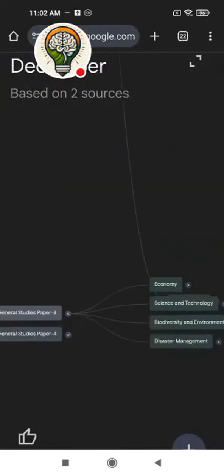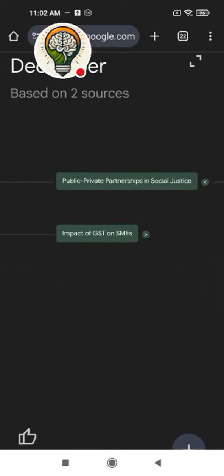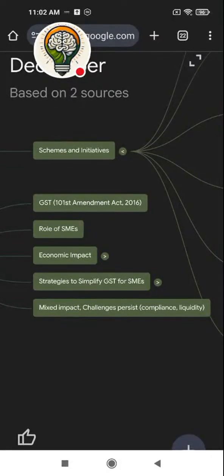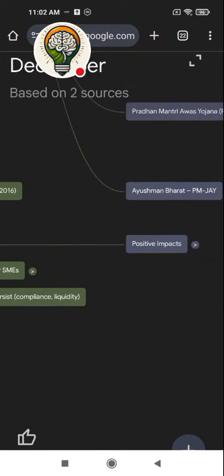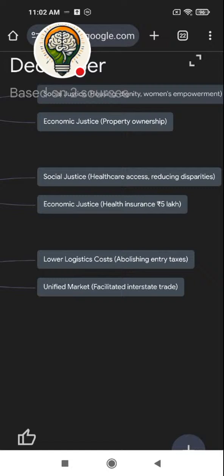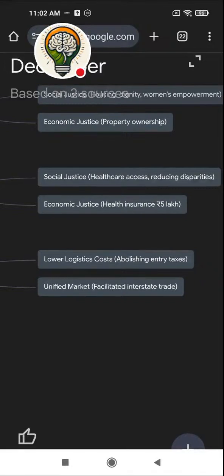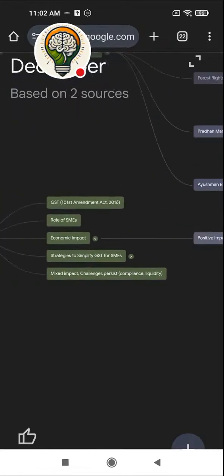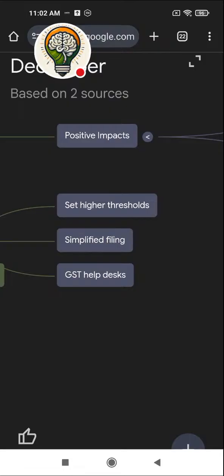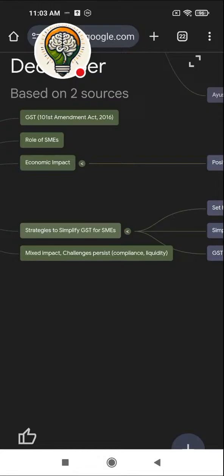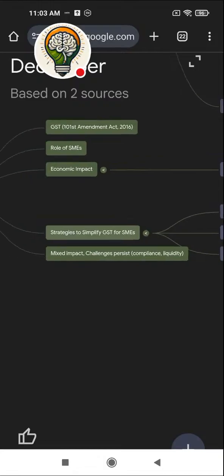Then the economy: the impact of GST on SMEs. GST, 101st Amendment 2016, positive economic impact: lower logistics cost, abolishing cascading taxes, and a unified market facilitating interstate trade. Strategies to simplify GST: set a higher threshold, simplify filing, and GST help desk. Mixed impact, challenges persist: compliance and liquidity.